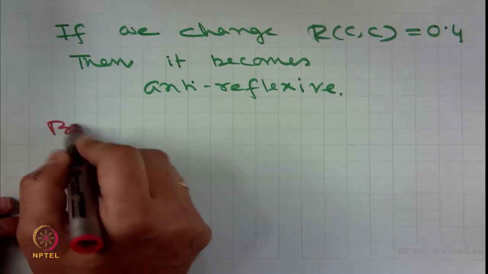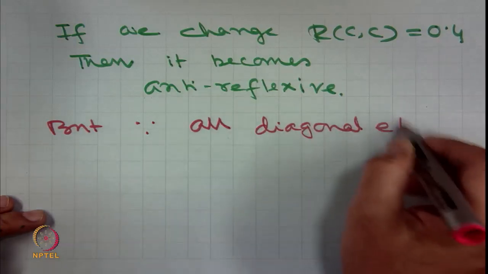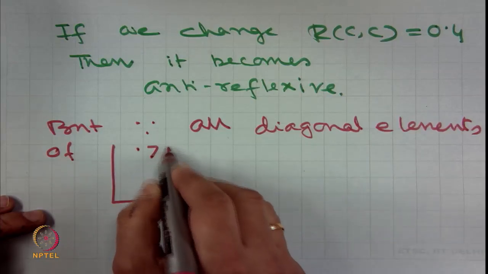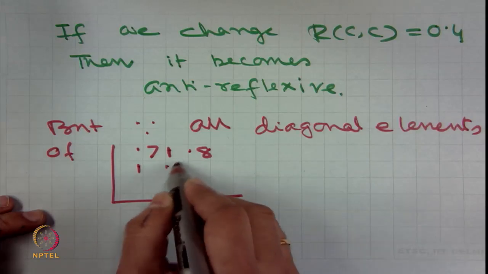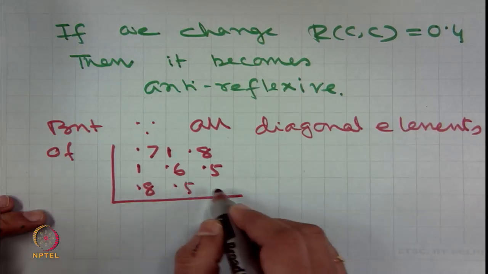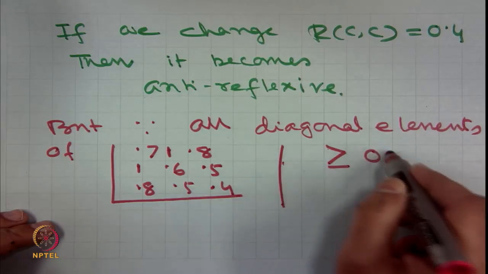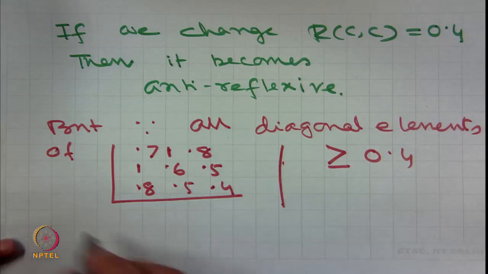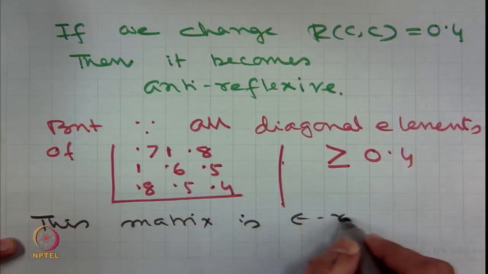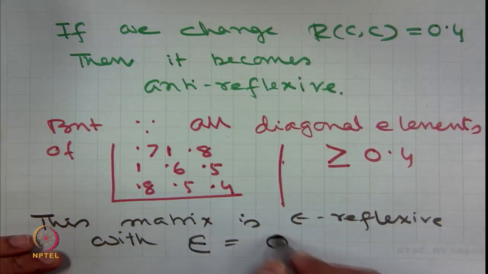But since all diagonal elements of 0.7, 1, 0.8, 1, 0.6, 0.5, 0.8, 0.5, 0.4, all diagonal elements of this matrix are greater than or equal to 0.4, this matrix is epsilon reflexive with epsilon equal to 0.4.